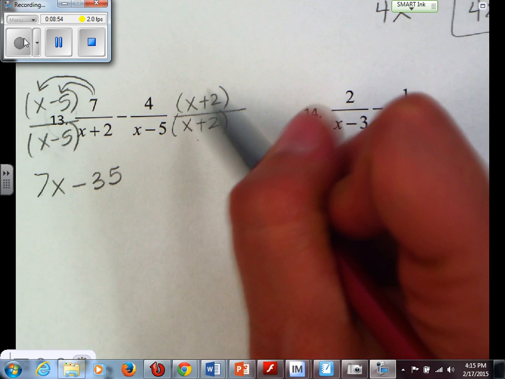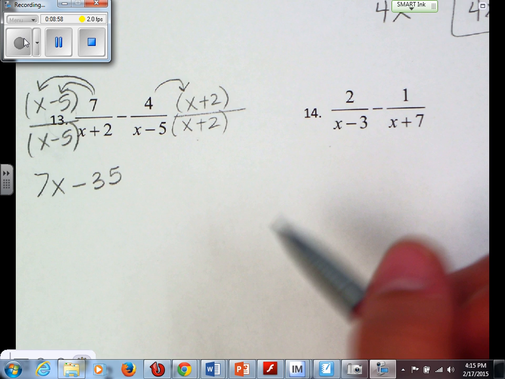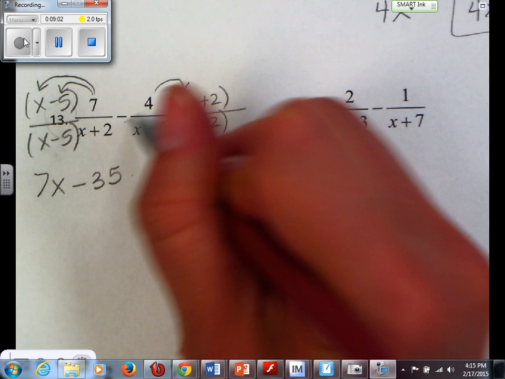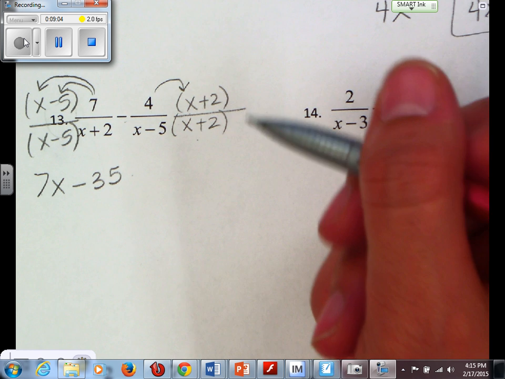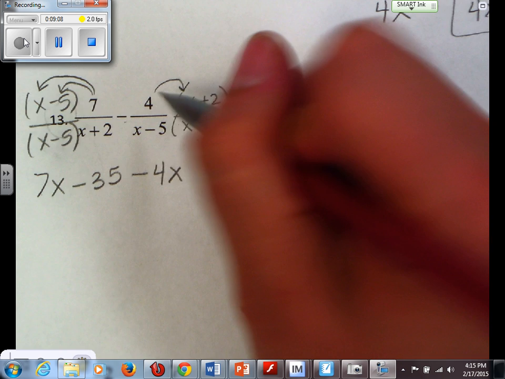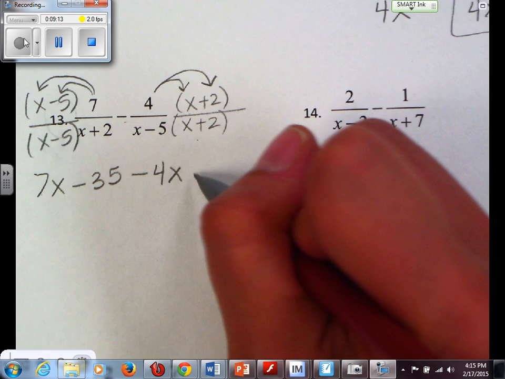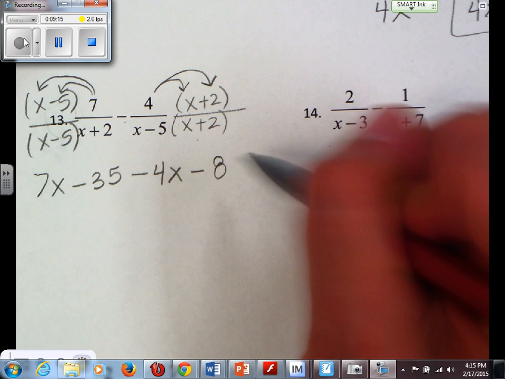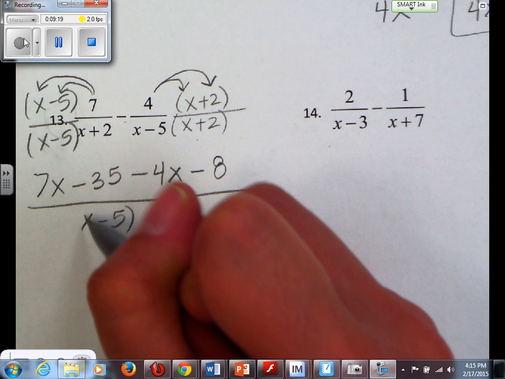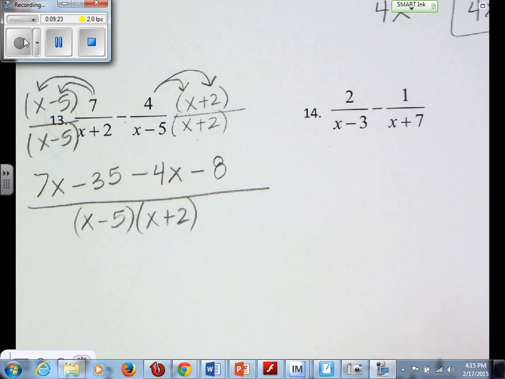Alright, so let's look at the next one. You're going to multiply negative 4 times a positive x. What do you get? So I'm multiplying negative 4 times x. Positive or negative? Negative 4x. And then you're going to multiply negative 4 times a positive 2. Negative 8. Good. All over. Do I have a common denominator now? Yeah, it's x minus 5 times x plus 2.